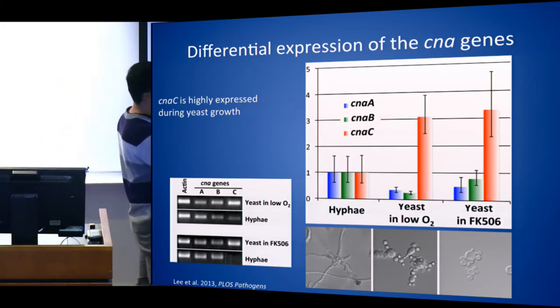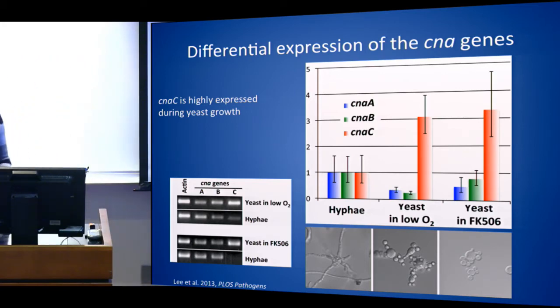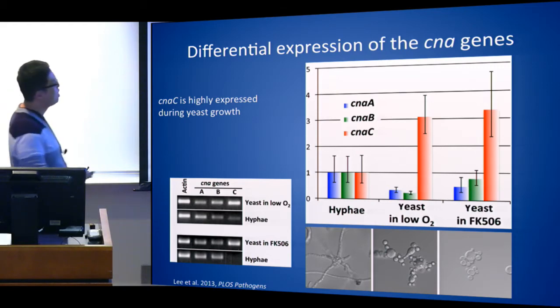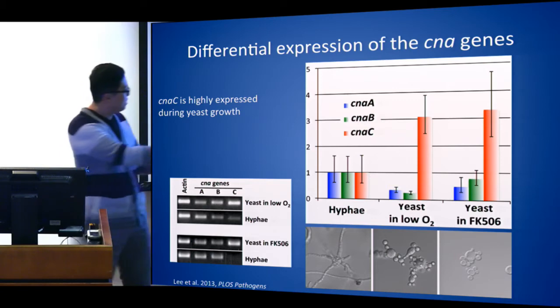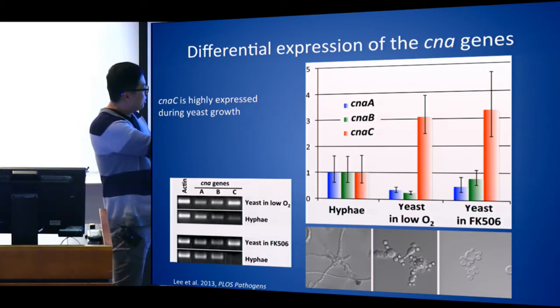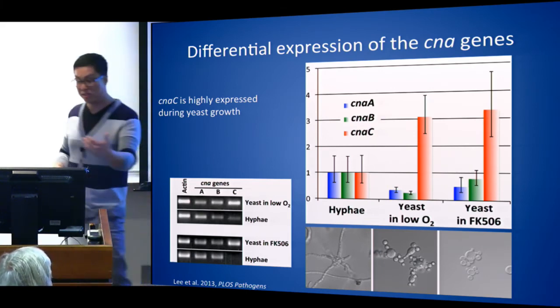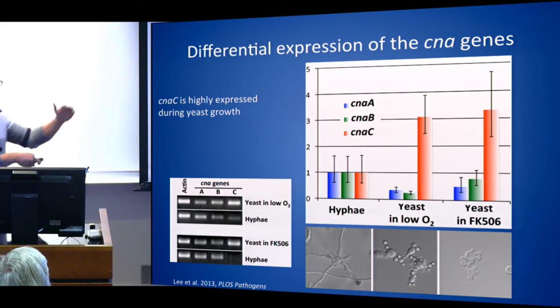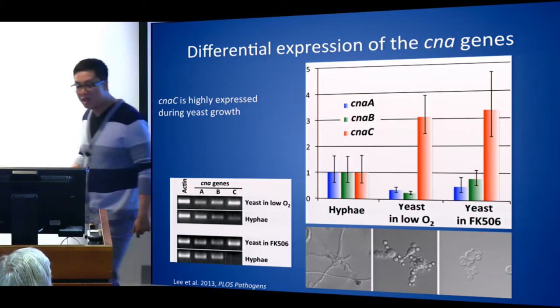Then I'll get back to the 3 catalytic subunit genes. I mentioned there are 3. We examined their expression during the morphogenic switch. We used hyphal stage as a control. Then we examined expression of the 3 of them during yeast growth, induced by low oxygen or by FK506. We see that one of them, the third one, is highly expressed, but the other 2 are lower expressed. It seems like they are not completely redundant genes. They may have separate roles.